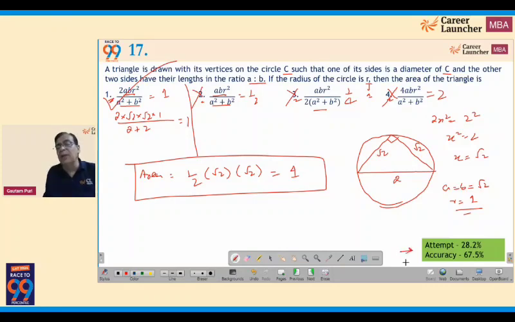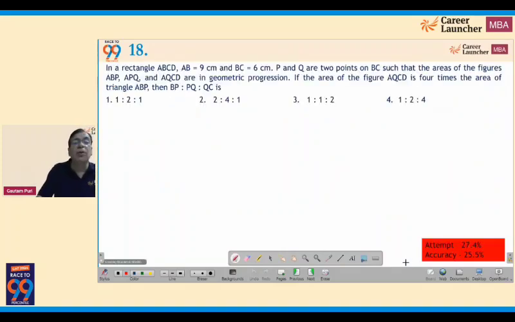Only 1/4, less than 30% of the candidates attempted this question. Standard jugaad question, you should not be missing out on such questions. Another jugaad question. Unfortunately, very few attempted this one.